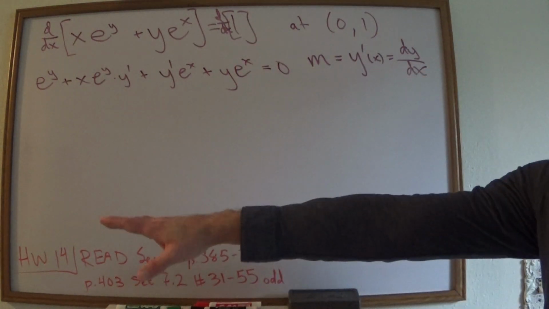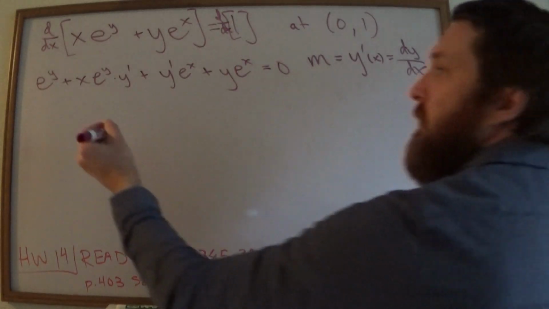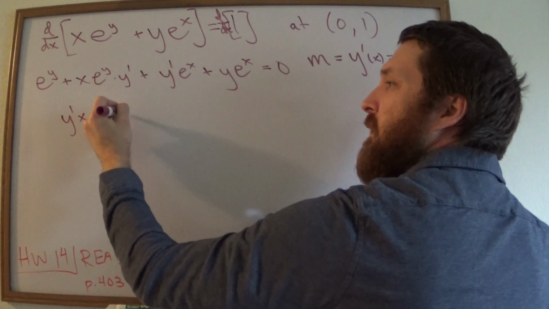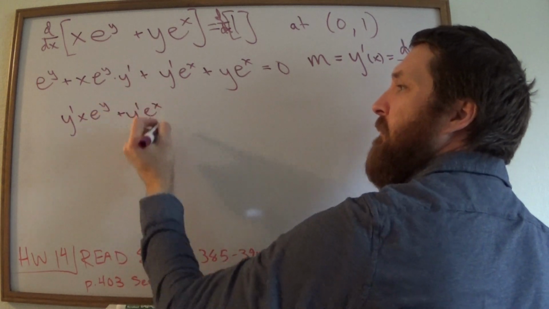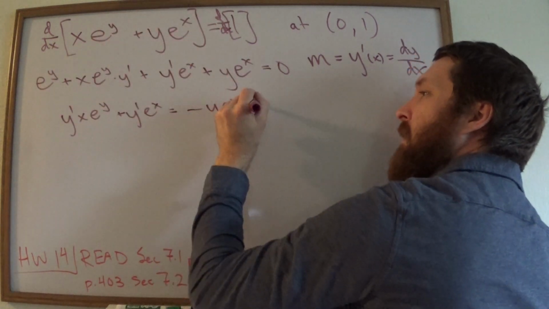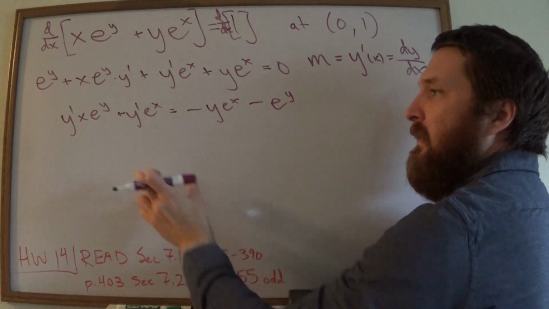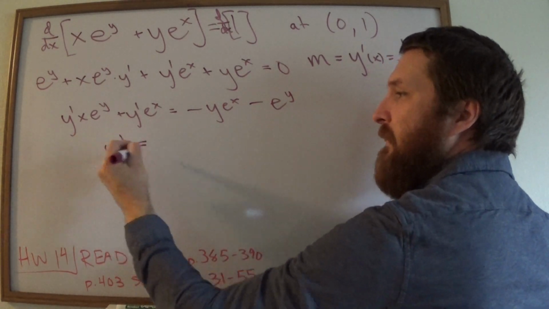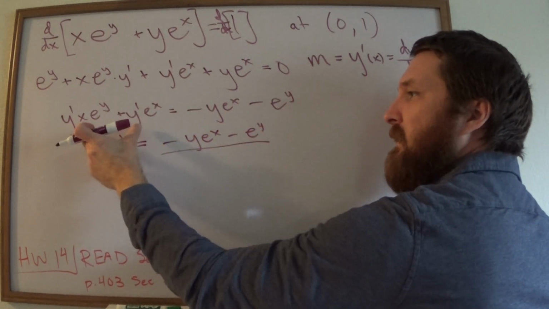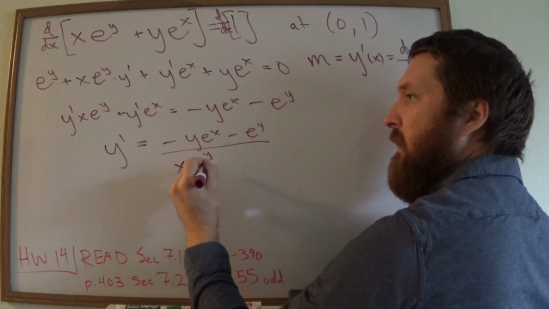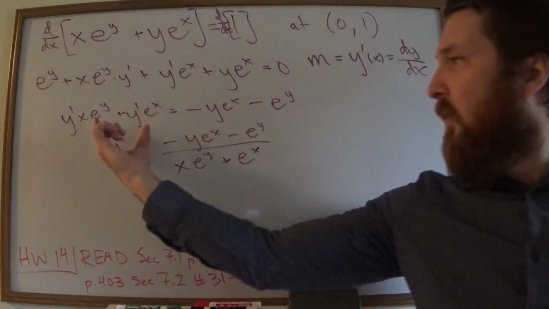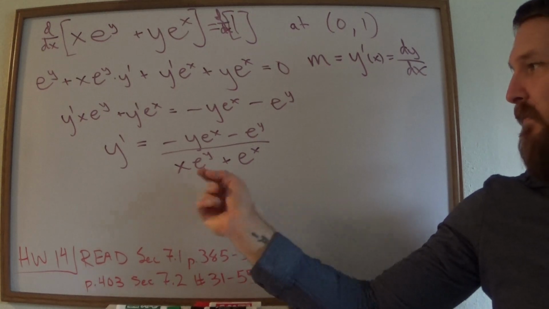Now we get all our y primes on one side, everybody else on the other. And so I have my y prime x e to the y, that's that guy, I just rewrote him, plus y prime e to the x right there, equals negative y e to the x minus e to the y. Pulling out the y prime and then dividing would leave me with x e to the y plus e to the x. Did I do that right? Yes. Right, because I pulled out the y prime, that was left there, that was left there.